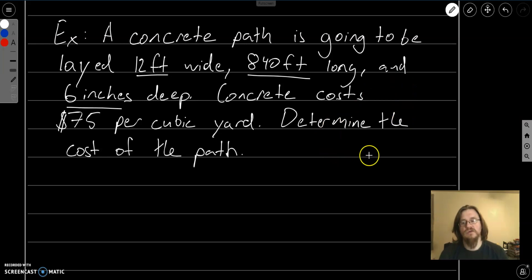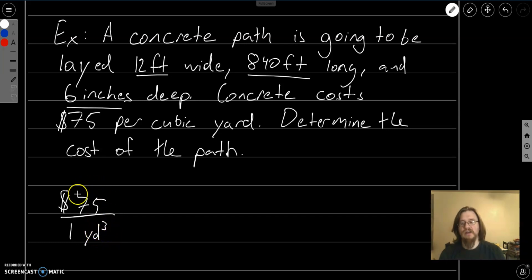Okay, so first things first, I want to look at our cost of concrete. So this is going to be $75 per cubic yard. And per, remember, is divided by. This is going to be $75 divided by cubic yard. And cubic yard, remember cubed, is to the third power. It's going to be yards cubed.